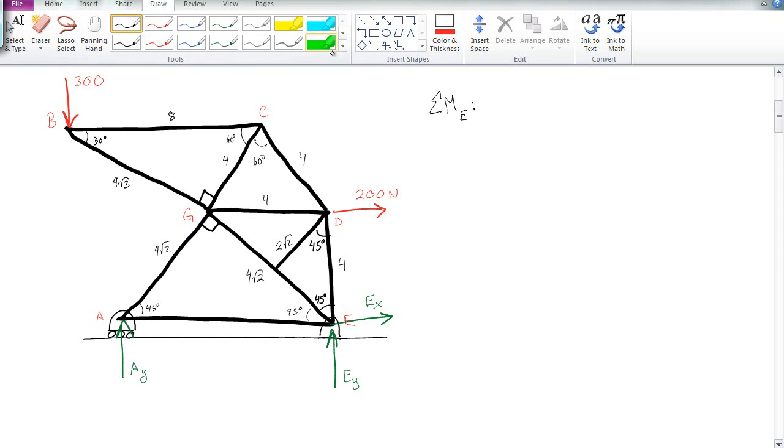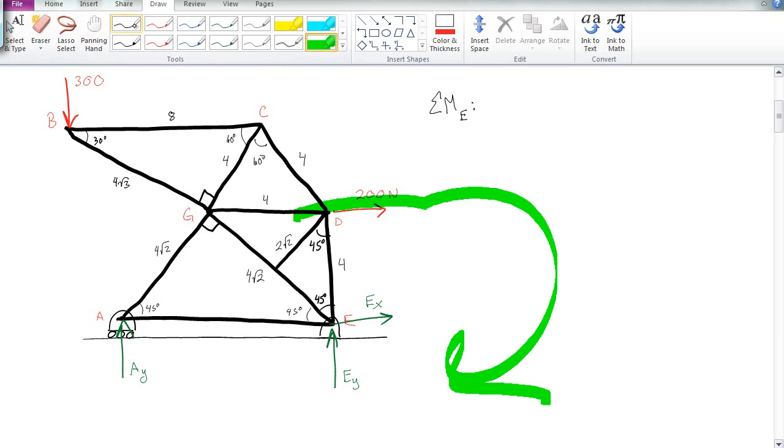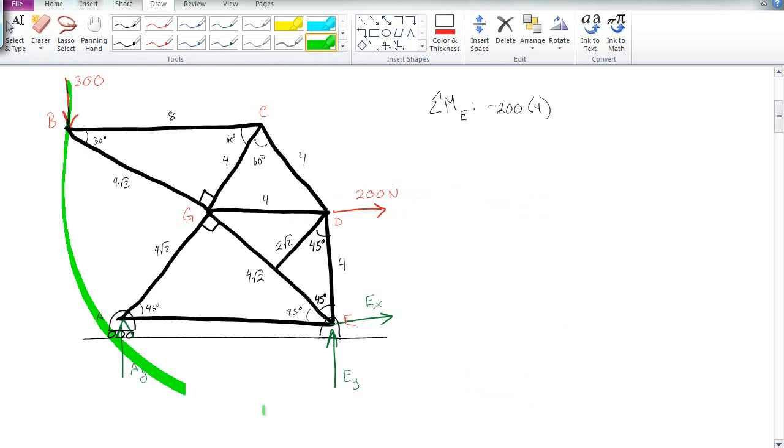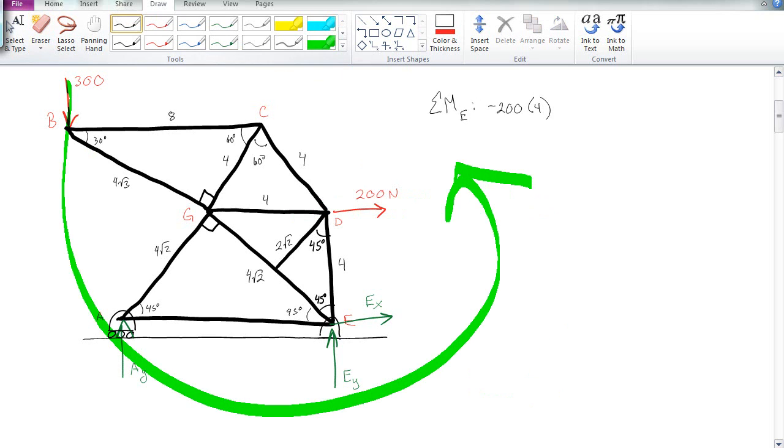So if I sum the moment about E, this guy here is a negative moment. So he's negative 200 and he's 4 away. And then this guy here does a positive moment. So he's 300. How far away is he? I have that distance. I don't have this distance. Okay, I can do that. So this right here would be a triangle, and this would be 60 again, so this is 30 again. So if that's 4, then that makes that 2, so the whole distance is 10. Okay, 300 times 10.